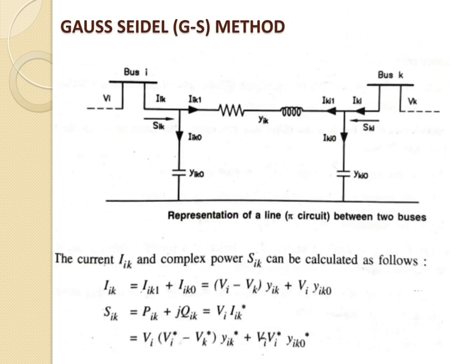If we write the equation in terms of complex power, it is written as SAB equals PAB plus jQAB, that is equal to VA times IAB star, the complex conjugate. So that is also written as VA star times (VA minus VB) star YAB plus VA times VA star times Y star AB0.